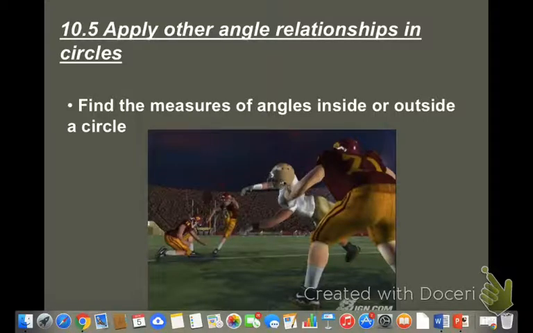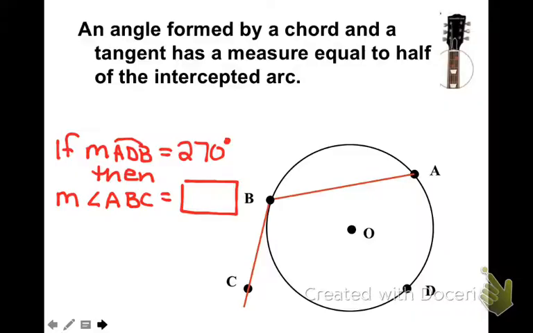Most recently, we've been looking at central angles and inscribed angles, and in lesson 10.5, we'll be examining other relationships in circles. Here we have a chord and a tangent that's going to have the measure equal to half of the intercepted arc. And if you recall, that's the same relationship we have with an inscribed angle. It's not an inscribed angle, but it's the same idea.